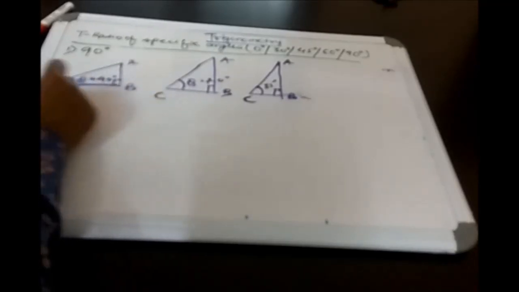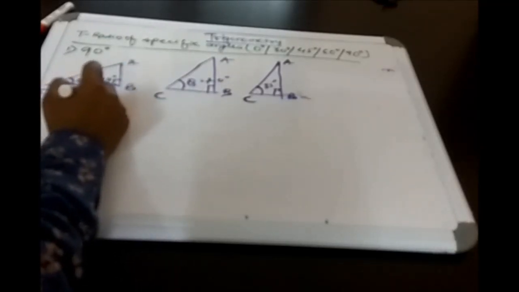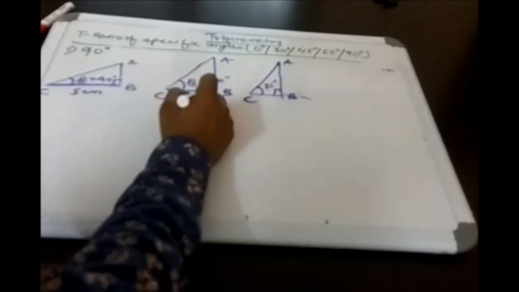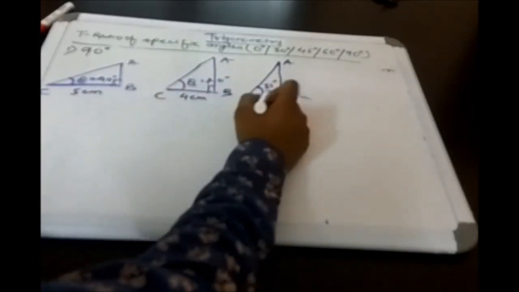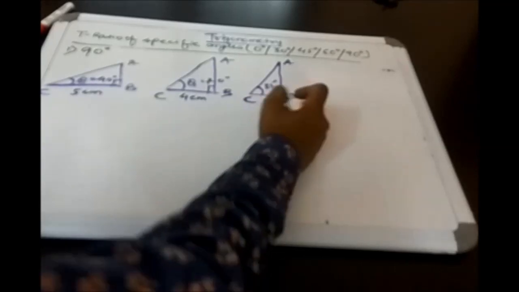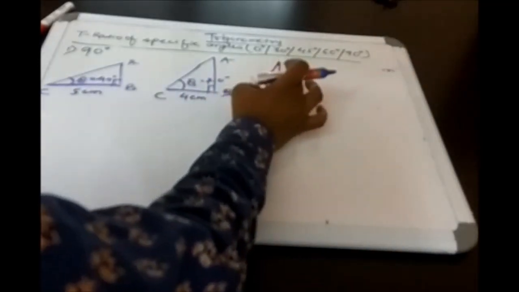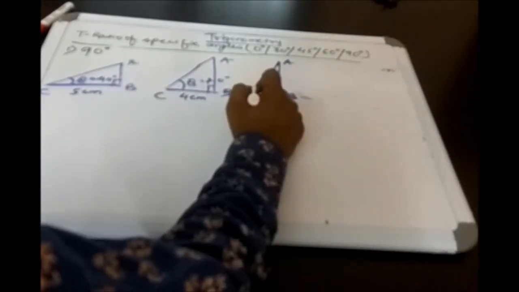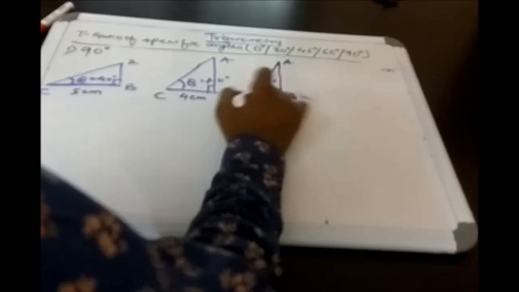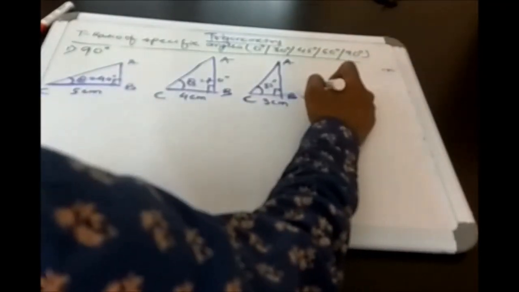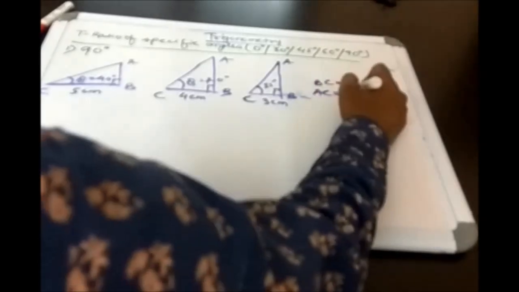Here this length BC, suppose it is 5 centimeters. Here this length BC has reduced, might have become 4 centimeters. Just I am assuming. Here it might have become 3 centimeters. So as the angle is increasing, this length is decreasing. So when you make it 90 degrees, a time will come when B and C will coincide, and the length of BC will become 0 and AC will become AB.